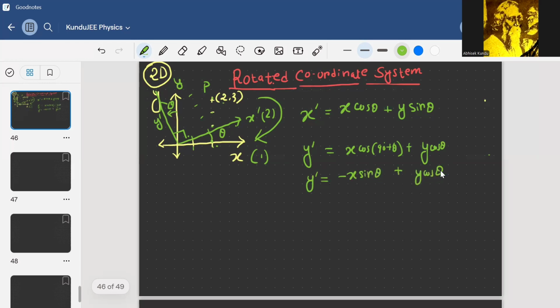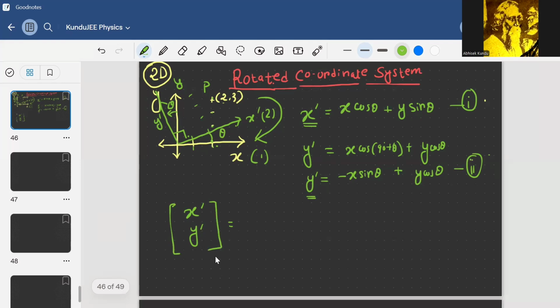Now see, we have got two equations, equation number 1 and equation number 2, where with respect to the old coordinate system, I am getting the new coordinate values. How to represent that? So in 2D space, coordinates will be only having two values, x and y value. So x dash and y dash, I can write like this, in a matrix form.